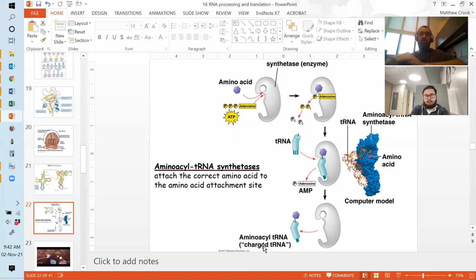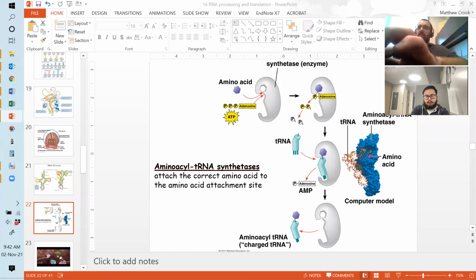So even before translation has started, these tRNAs are constantly being charged, because you have to have a pool of them available whenever you want to translate an mRNA into a protein. So already we've used 1 ATP, right?